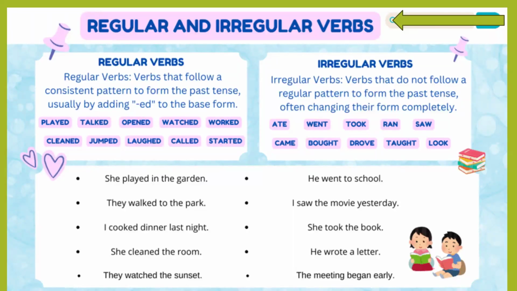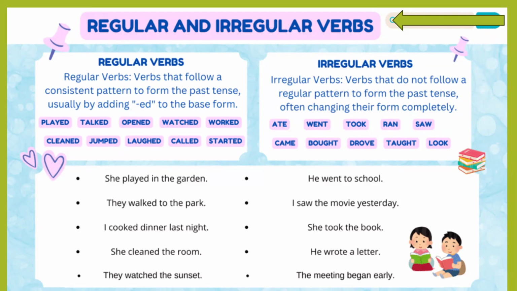Regular verbs follow a constant pattern to form the past tense, usually by adding ed as a suffix to the base verb form. Play becomes played. Talk, talked. Open, opened. Watch, watched. Work, worked. Clean, cleaned. Jump, jumped. Laugh, laughed. Call, called. Start, started. So regular verbs follow a consistent pattern to form the past tense, using only ed as a suffix. These verbs are known as regular verbs.